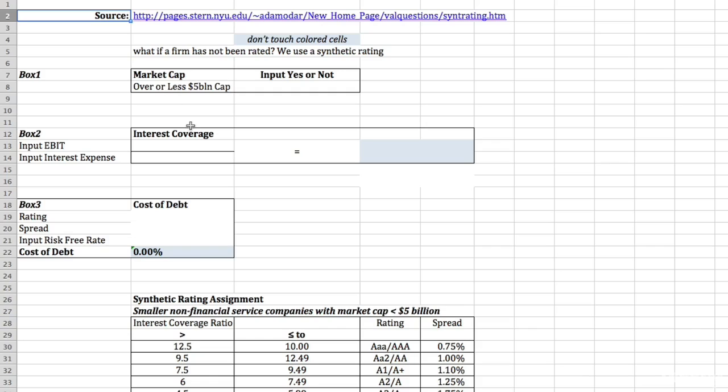Now, having said that, how are we going to do so? We are going to assess this synthetic rating and then eventually the cost of debt for the company that we are analyzing in 3 steps by following those 3 boxes here. In the first box, we are going to assess the market capitalization. In the second one, we are going to assess our interest coverage ratio. And in the third one, we are going to complete everything by assessing the rating, the spread, and the risk-free rate. That's how we're going to get our cost of debt.